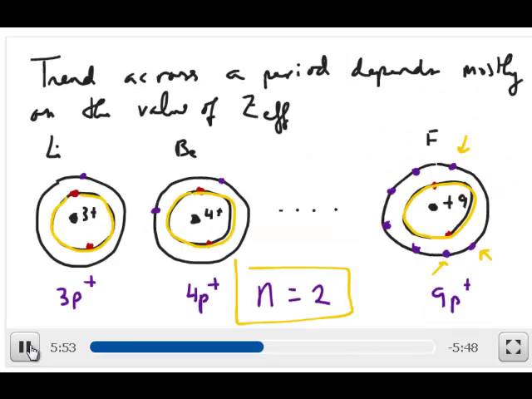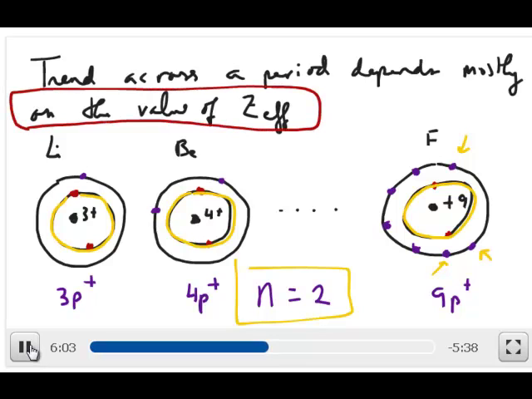Okay, so across a period, let me just summarize this again. The factor that will govern the trend is the value of Z effective. The reason for this is because the n value stays relatively constant.